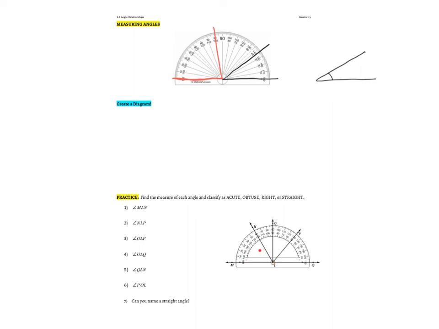That makes sense. So if we're talking about MLN, because M is where we're starting our initial side, we're going to rotate up and we're going to count 0, 10, 20, 30, 40, 50, and it looks like it's smack dab right there on the 60. So we would say the measure of this angle is 60 degrees. What might be interesting is to do one like angle NLP, which we have next. And that angle, as you can see, it starts here.